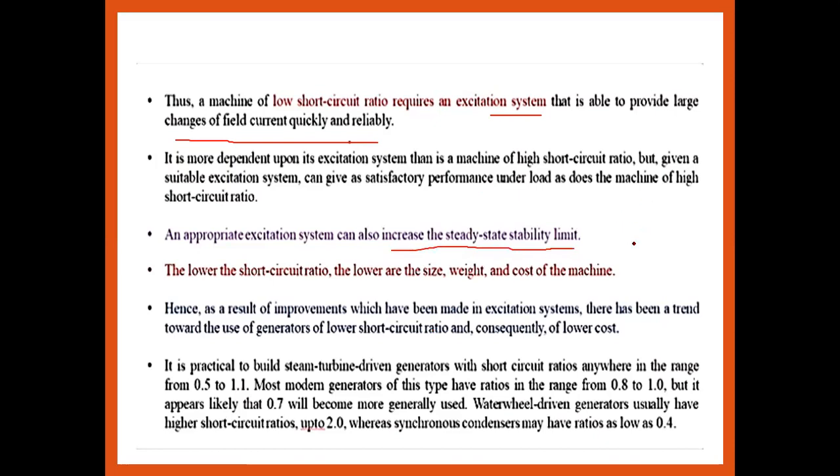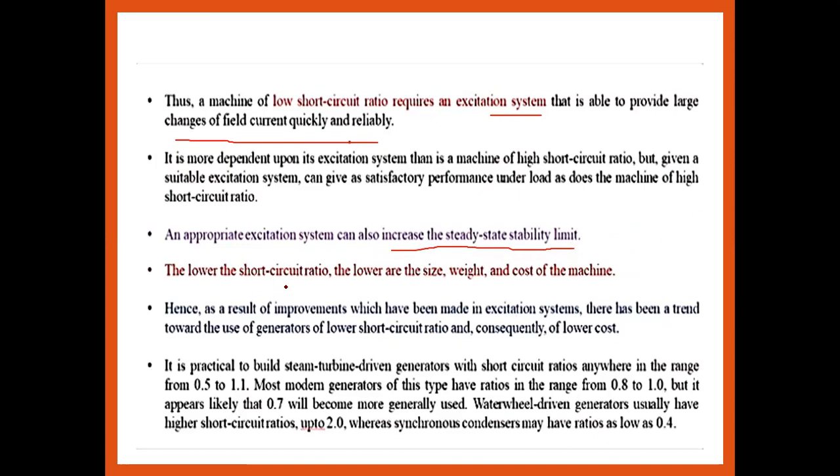So how can we improve the steady state stability limit? Number one, by improving the SCR, by improving the excitation system, by lowering down the synchronous reactance. So these are all the parameters that are generally used to improve the steady state stability.